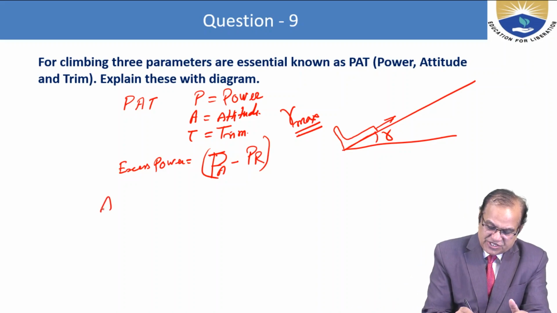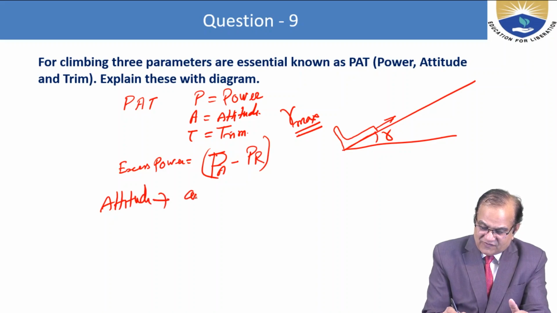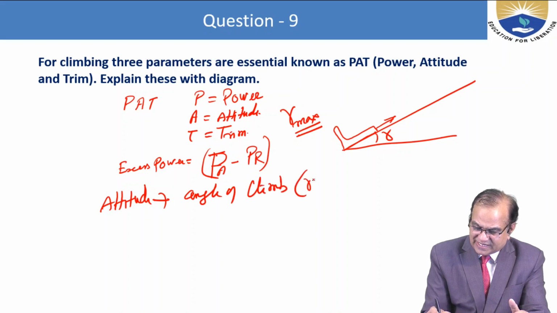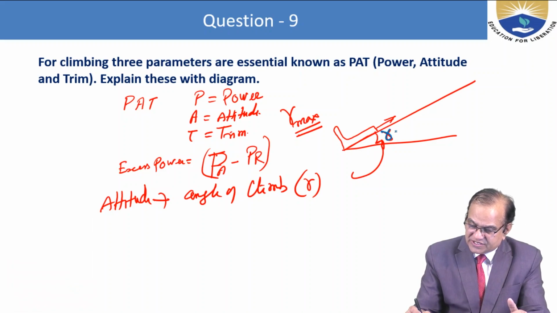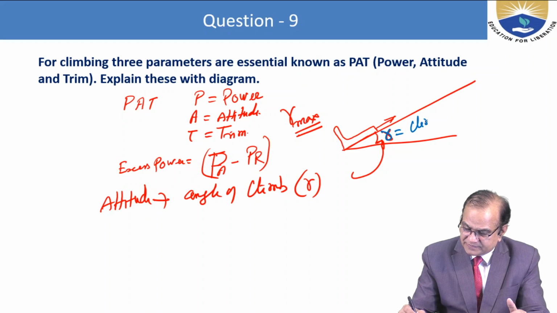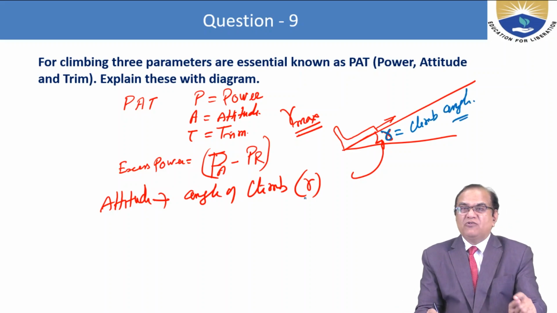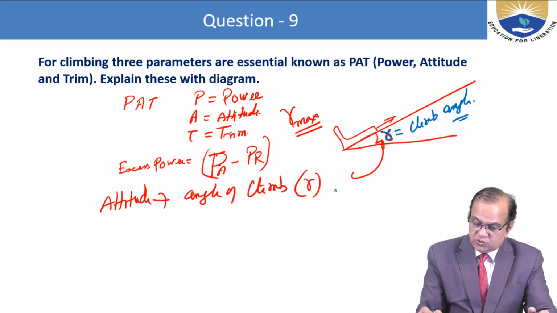If you talk about attitude, attitude indicates the angle of climb. Angle of climb is called the gamma here. This you can see, it is the gamma here. So this gamma is called the climb angle. So to have this attitude more and more, you need more and more power required.